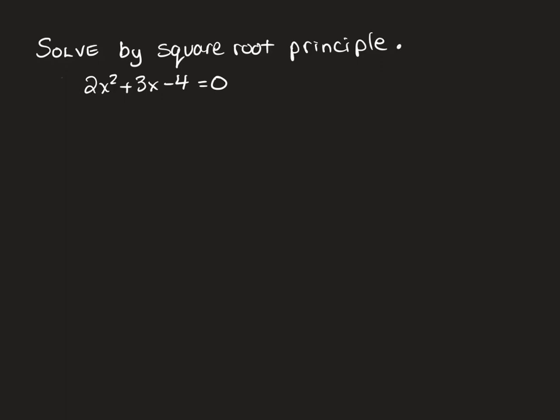Alrighty, let's take a look at this question. You're asked to solve by using the square root principle. But you'll notice we don't really have one single x value squared. We have x squared and x. So that would require us to get it looking like something squared, which involves completing the square.